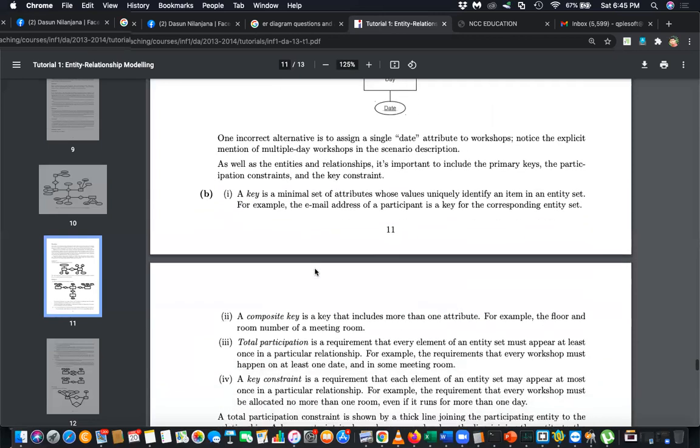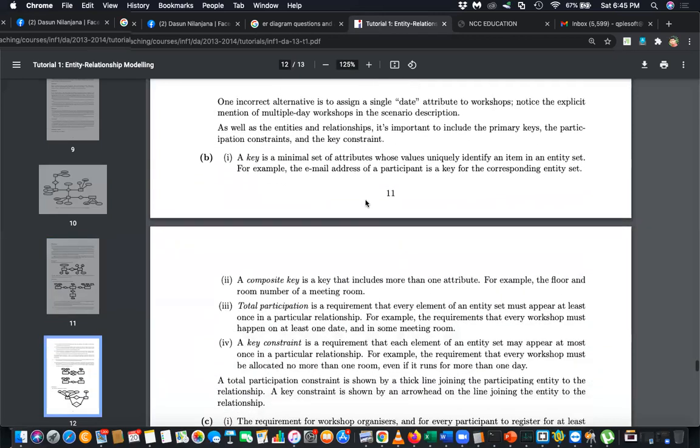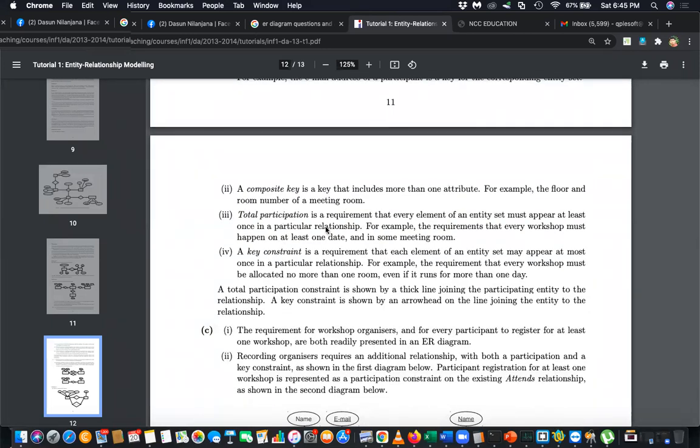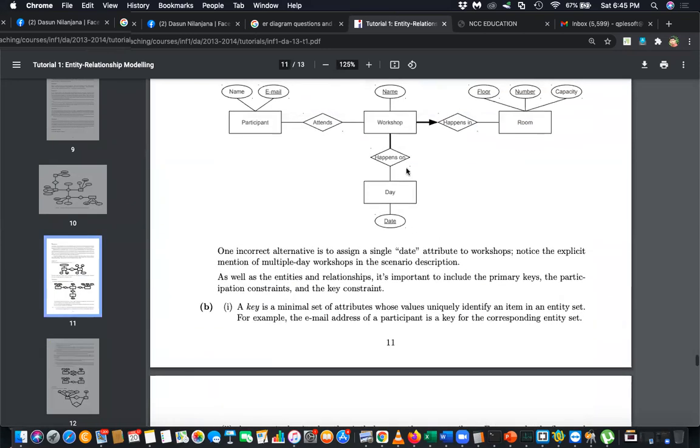Okay, what is a key? A key is a minimal set of attributes whose values are unique. A key is simply a unique value. Composite key, more than one attribute. Total participation, right? Total participation means every element of an entity set must appear at least once in the particular relationship. For an example, the requirement that every workshop must happen at least one day and in some meeting room. Here, every workshop must happen one day in some meeting room. That is the total participation here.